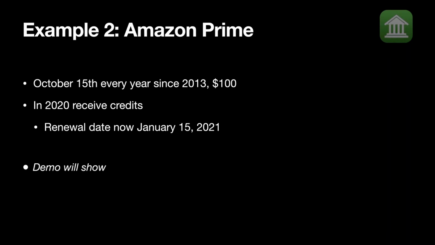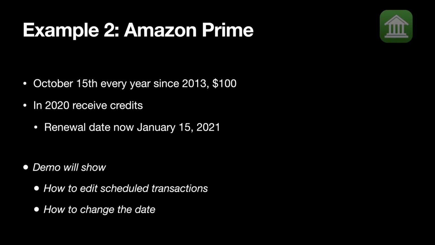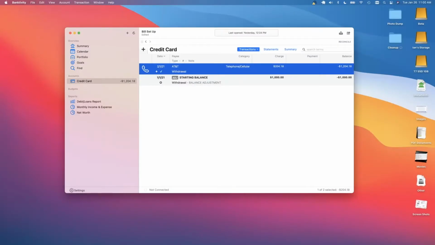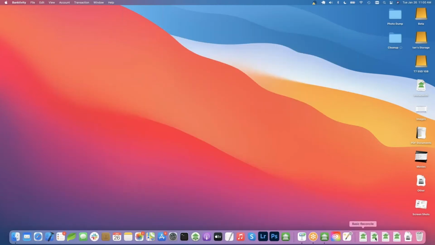So I'm going to do a demo right now that's going to show you two things. First, it's going to show you how you edit an existing scheduled transaction, not just post it or skip it, but change the parameters of the scheduled transaction. And specifically, I'm going to cover how you can change the date to get it to do the right thing and do what you want it to do. So let me bring up my stuff I need for this example. Close that window. Bring up my Amazon example.